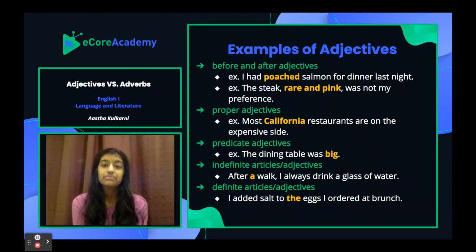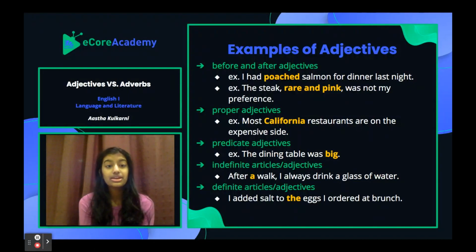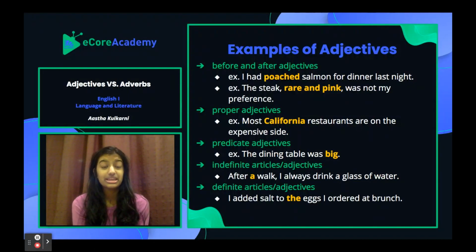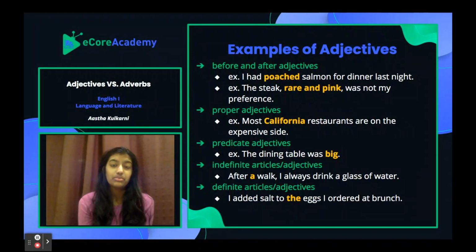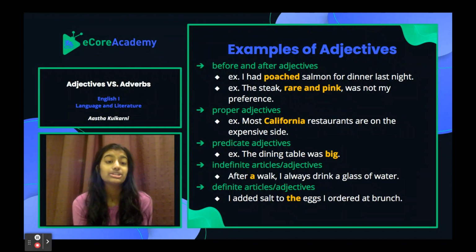The first one, I had poached salmon for dinner last night. Poached is describing the salmon, and as you might guess, it's a before adjective because it comes before salmon. The next example is the steak, rare and pink, was not my preference. Rare and pink, those are actually 2 adjectives. They're both describing steak, and it comes after the modified word. So that is why it's an after adjective, or adjectives in this case, because there's multiple adjectives.